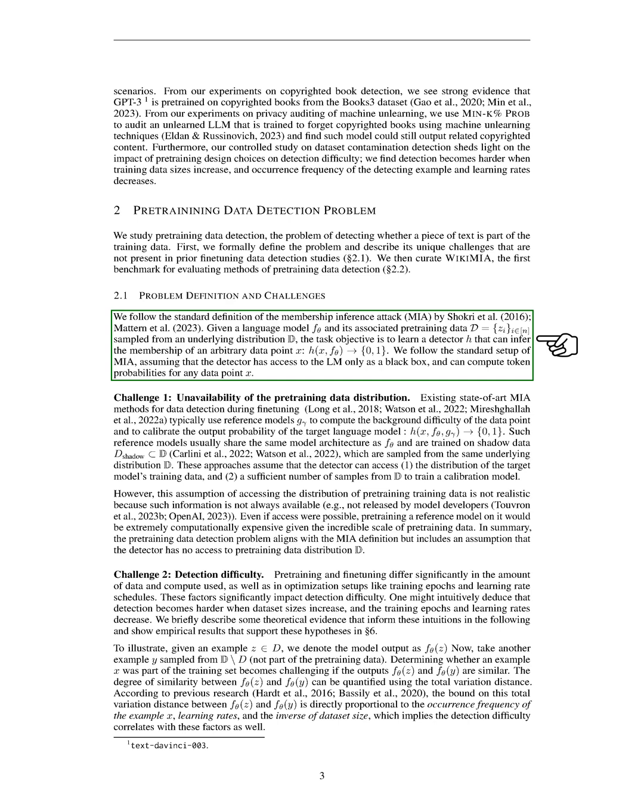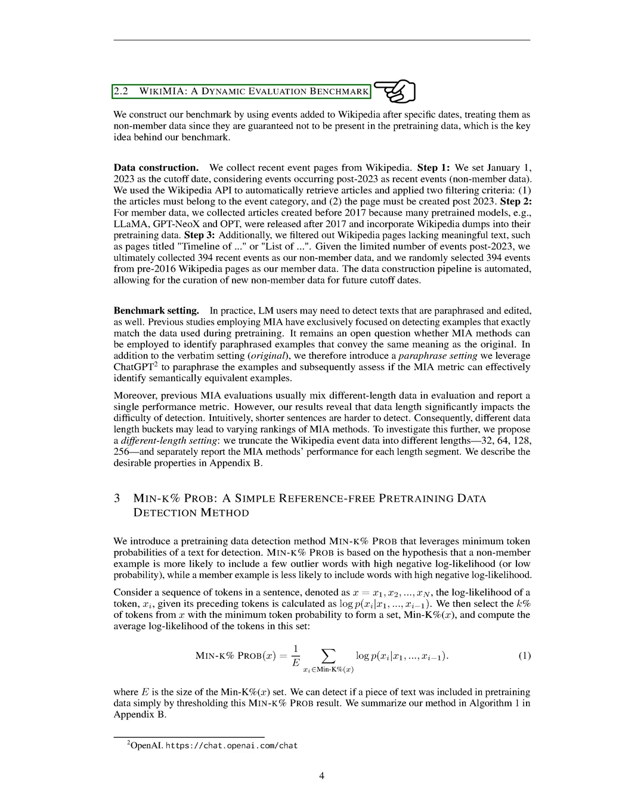For member data, we collected articles created before 2017 because many pre-trained models were released after 2017 and incorporate Wikipedia dumps into their pre-training data. We also filtered out Wikipedia pages lacking meaningful text. Given the limited number of events post-2023, we ultimately collected 394 recent events as our non-member data, and we randomly selected 394 events from pre-2016 Wikipedia pages as our member data. The data construction pipeline is automated, allowing for the curation of new non-member data for future cutoff dates.